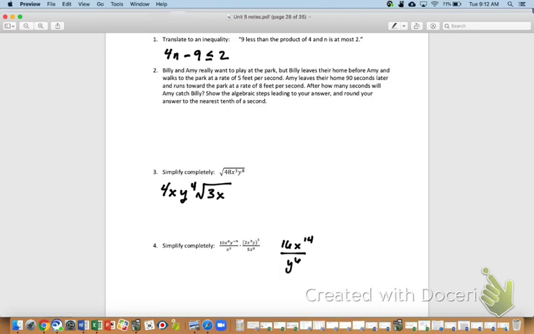Number 1, 4n minus 9 is less than or equal to 2. Number 3, 4x y to the 4th root 3x. Number 4, simplified completely, I believe would be 16 x to the 14th over y to the 6th.